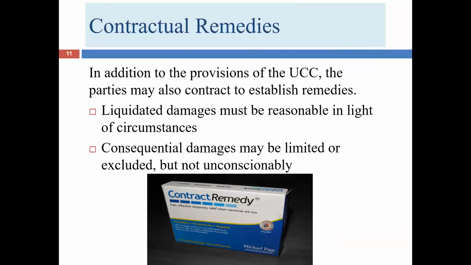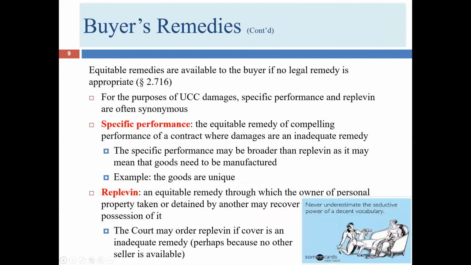The UCC fills in the blanks if the parties haven't contracted otherwise. But the parties can contract otherwise, and those terms will usually be enforceable. For example, the parties might contract for liquidated damages, which specify exactly how much the damages will be if there's a breach. This adds a lot of certainty to the transaction.